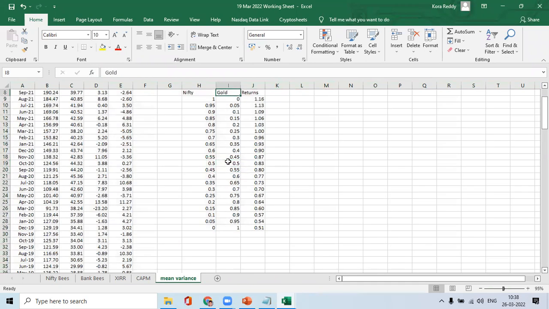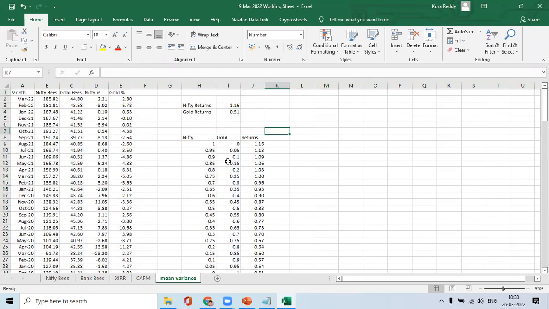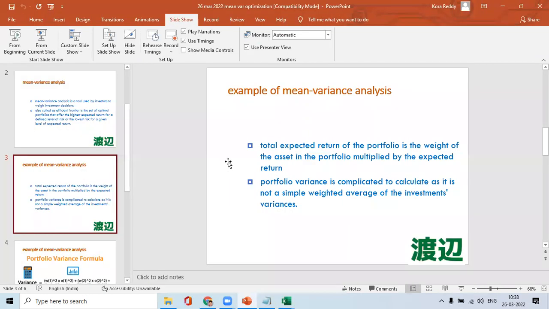And now it's a little better. We can read in one go. That is simply returns. Now we have to calculate risk. The risk is variance or standard deviation. Standard deviation is simply the square root of variance. Now, how do we calculate variance? For a single instrument, it is easy. We can type variance.p or standard deviation and press enter, it will come.